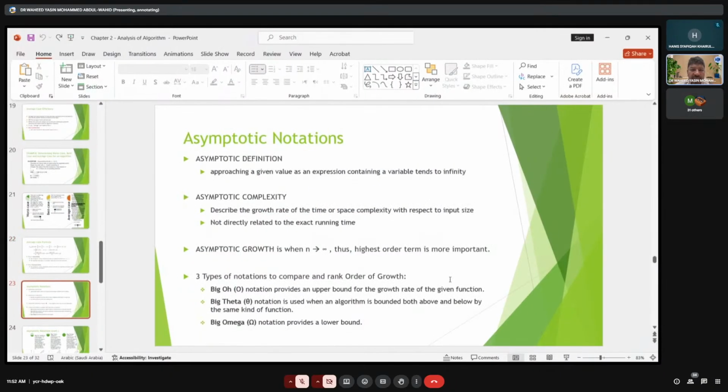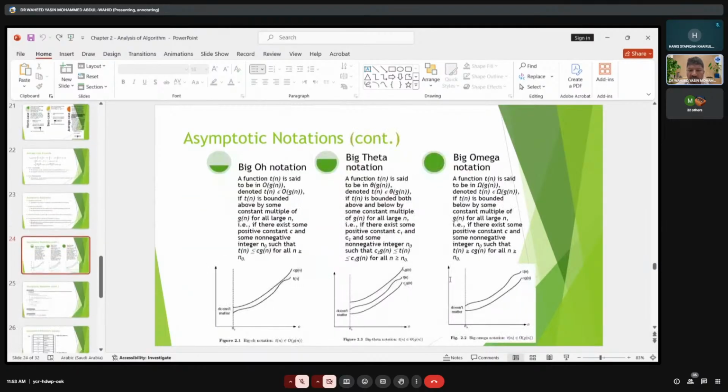Asymptotic notations. Asymptotic means approaching a given value as an expression containing a variable tends to infinity. Asymptotic complexity describes the growth rate of the time or space complexity with respect to input size, and is not directly related to the exact running time. Asymptotic growth is when n goes to infinity, thus higher order terms are more important. There are three types of notations: we studied big O, big theta, and big omega. We went through this one earlier.